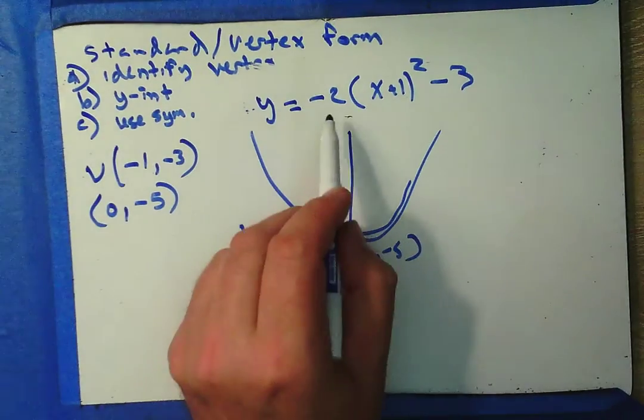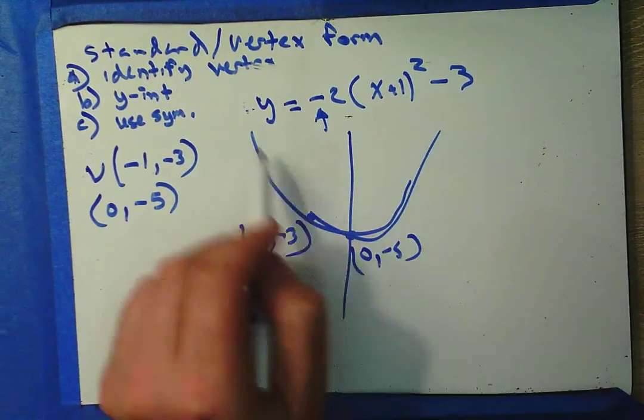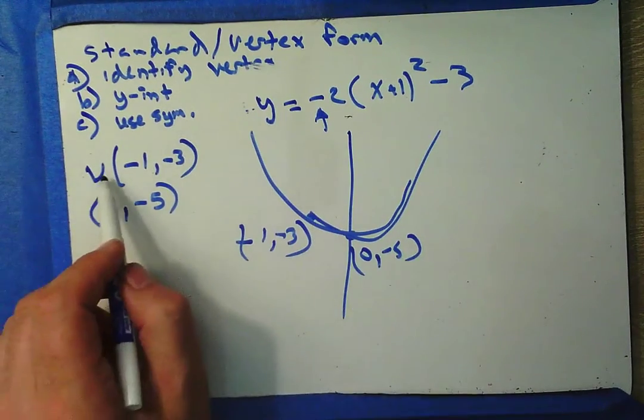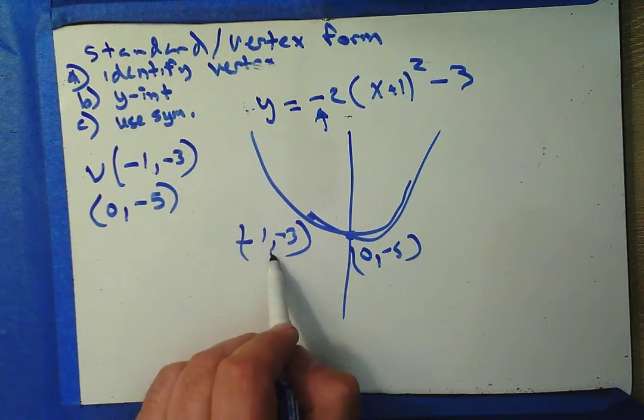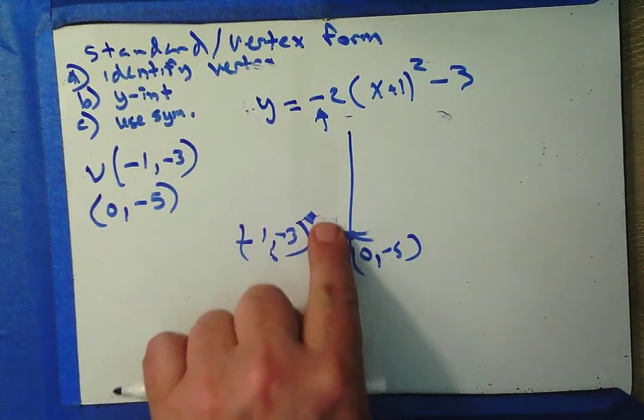But no, look, my a value is negative. This parabola has to point down, not point up. Where's our vertex? Our vertex is here. This has got to be the lowest point or the highest point. So, let's think about this again.